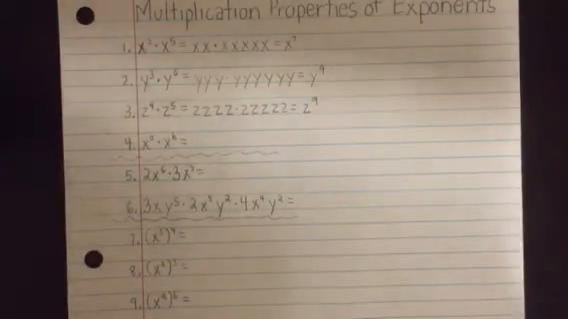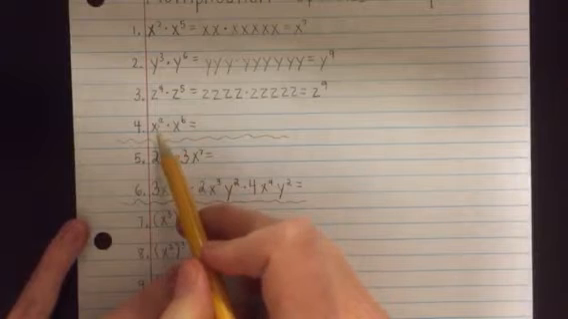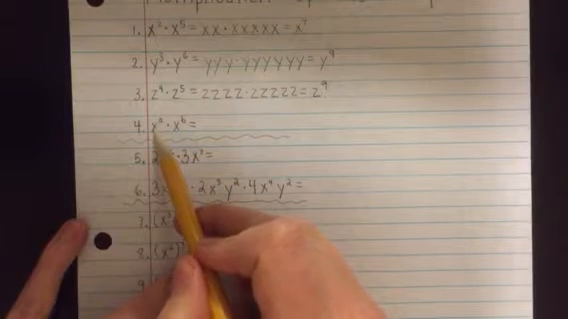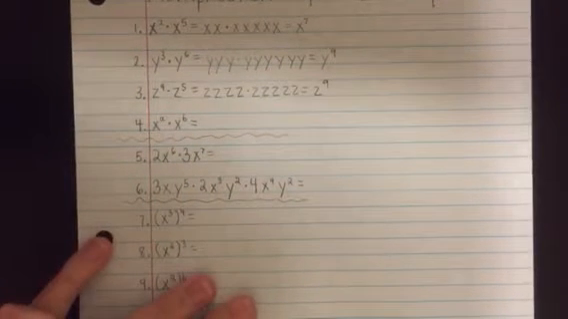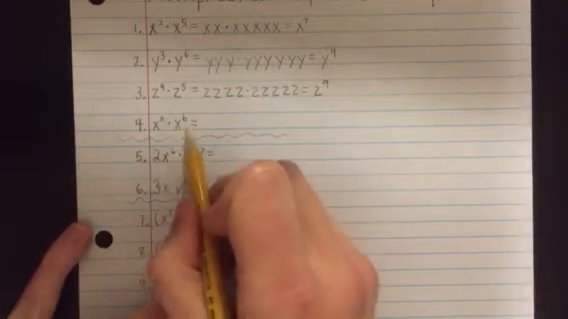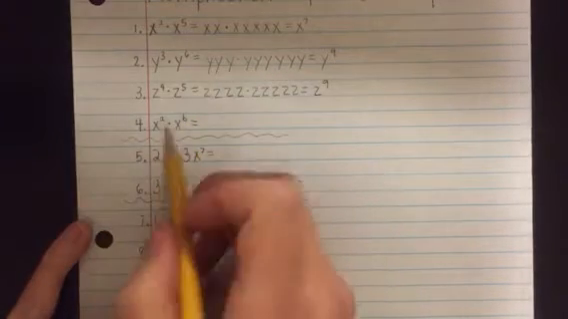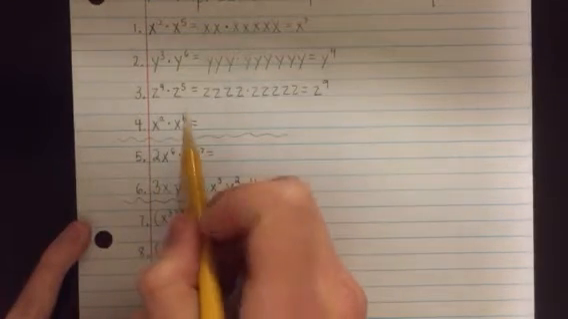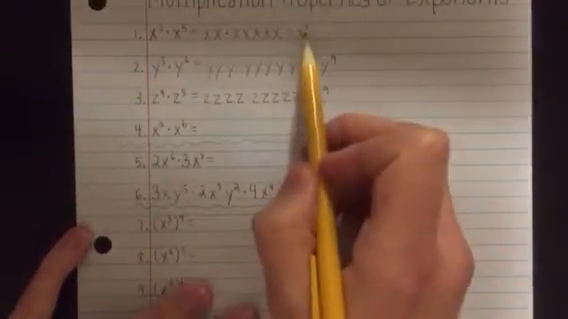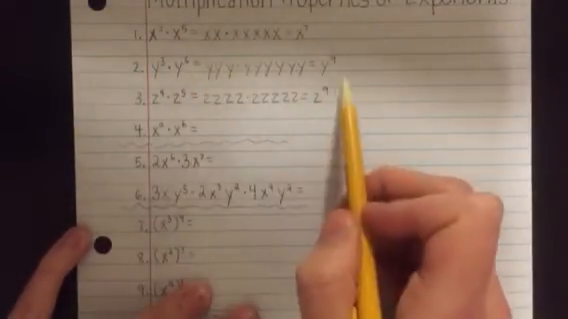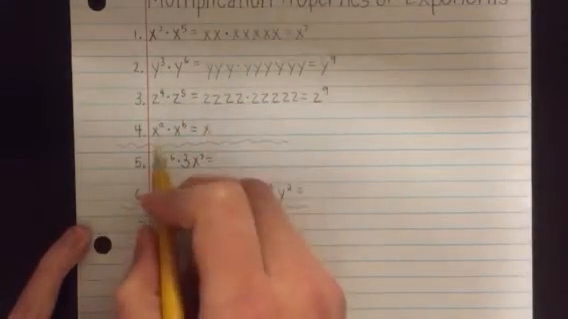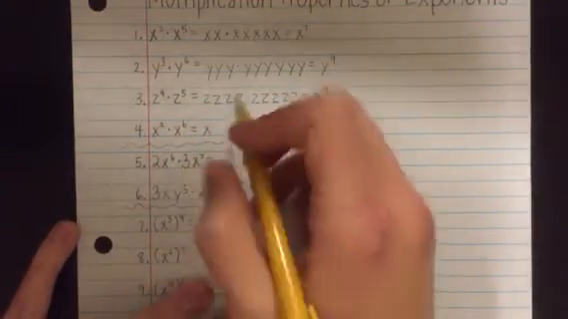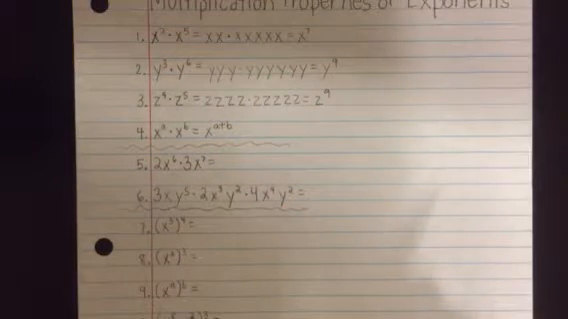Hopefully by now you have recognized the pattern that whenever you multiply two like bases, that just means these two bottom, either numbers or variables, are the same. When you're multiplying two like bases, you add the exponents. Hopefully you notice that. 2 plus 5 equals 7, 3 plus 6 equals 9, 4 plus 5 equals 9. So the rule, this is our rule, if you multiply two like bases, you add the exponents. So that'd be like a plus b.